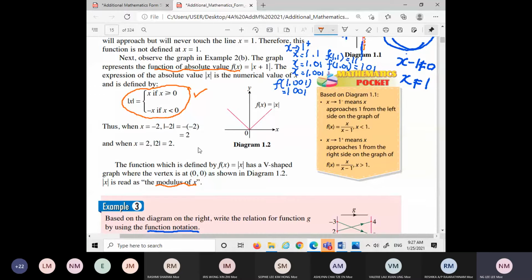Okay, one more thing is the shape of this type of graph is a V shape. And then afterwards, I will teach you how to sketch this type of graph, but it's not now, afterwards.